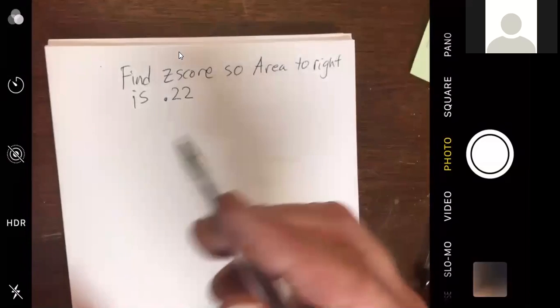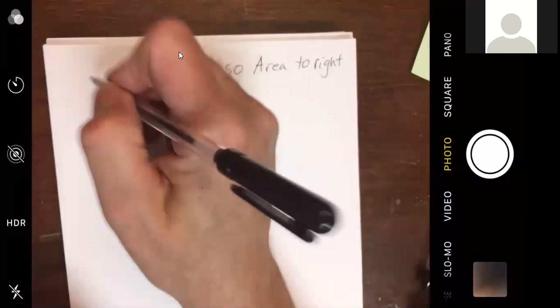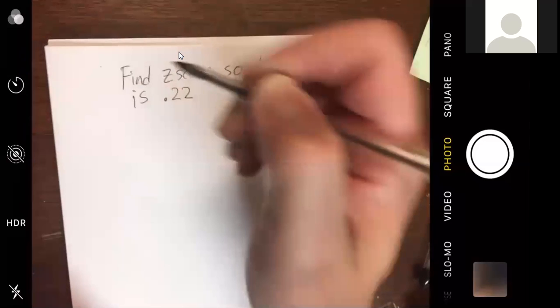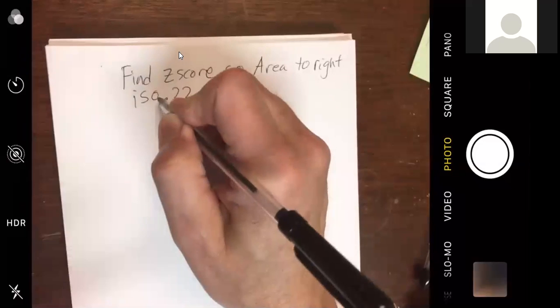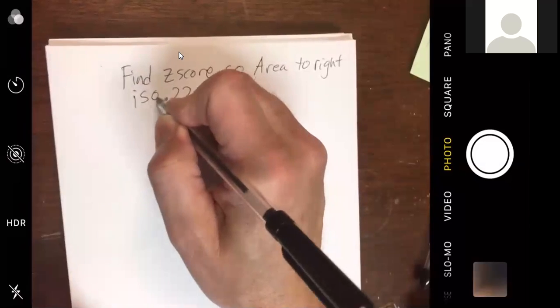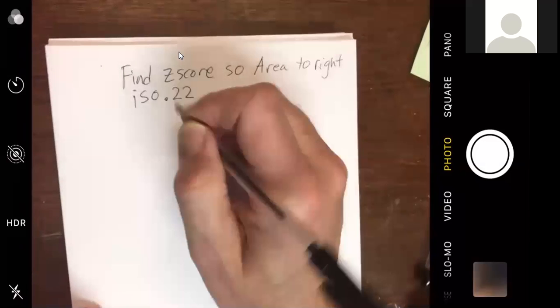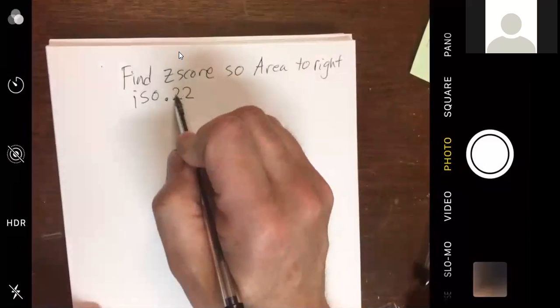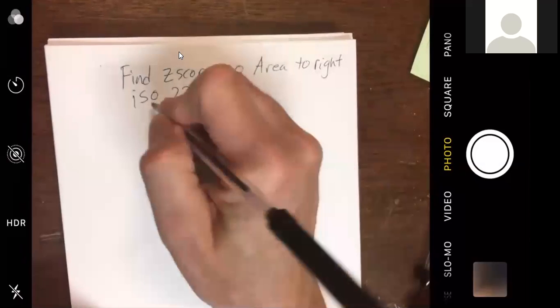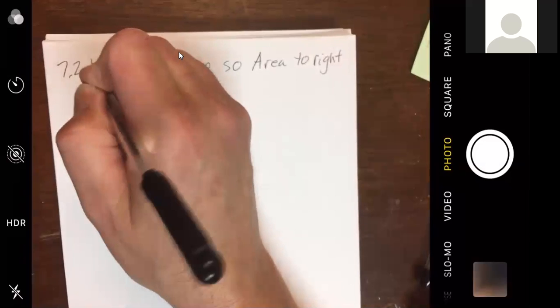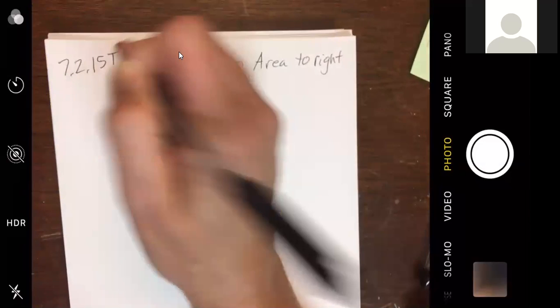Can you give me the problem number on it? It's 0.22. Okay, the 0 in front is meaningless. You don't have to have it, just 0.22. The only time zeros are important is if you had one in here, like 0.022, that would be important, but otherwise this 0 isn't important. What's the problem number? It's 7.2.15T. 15T, got it.